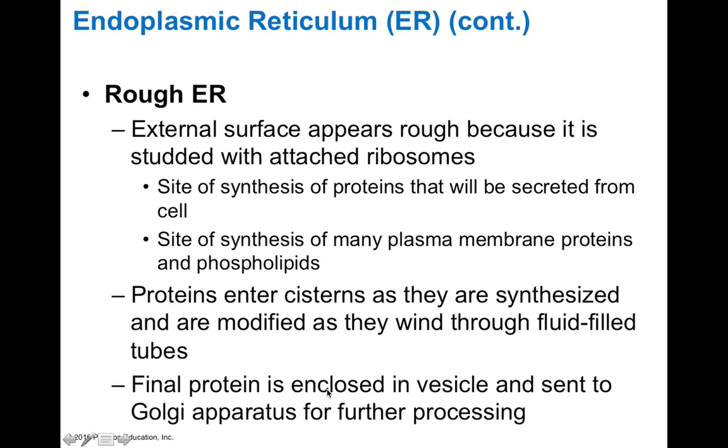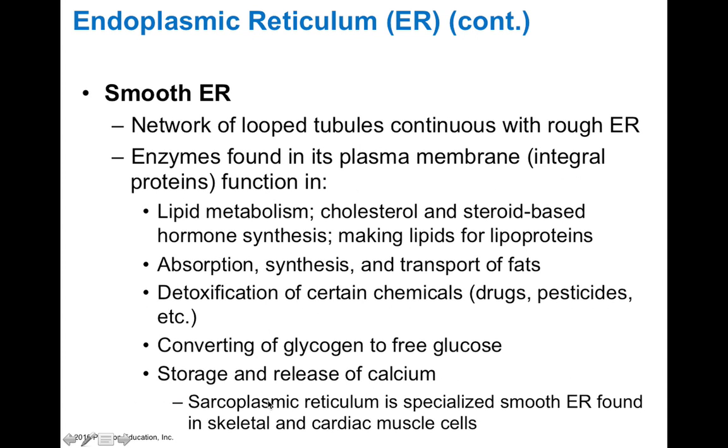The final proteins are enclosed in a vesicle, and this vesicle is sent to the Golgi apparatus for further processing. Smooth ER differs from rough ER because it doesn't have ribosomes studded on its membrane. Rather, it's a network of looped tubules that are continuous with rough ER. And you find a variety of enzymes in the membrane of smooth ER, but not ribosomes.